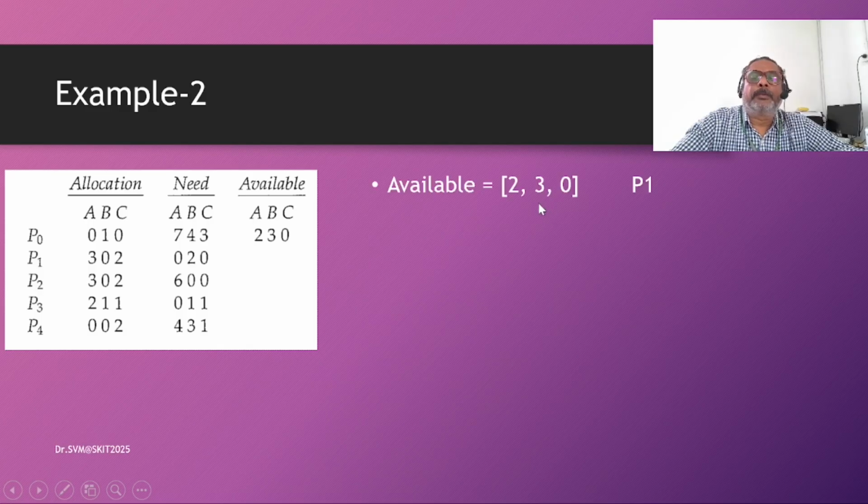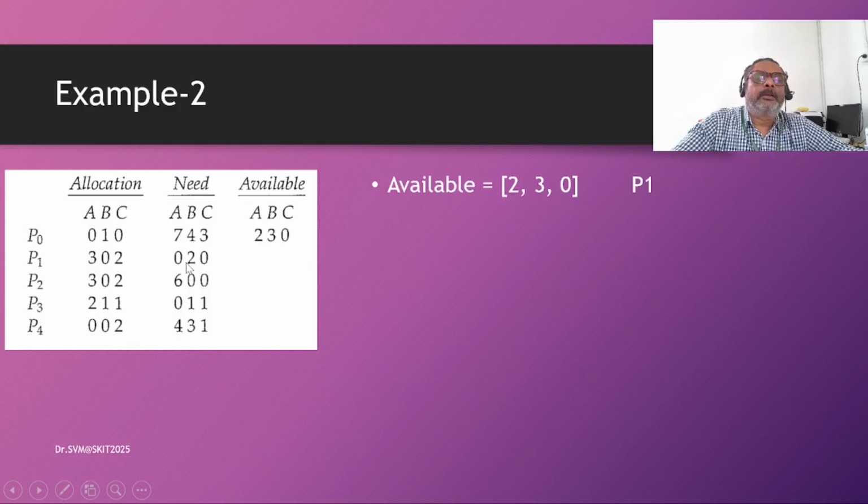So start with 230, which is what is available. The requirement for P0 is 743 and we have only 230, therefore P0 cannot be taken up. Therefore let us check for P1. P1 requires 020. Yes, 2 units of B are required and we have 3 instances, and hence it is possible. So let's continue with P1.